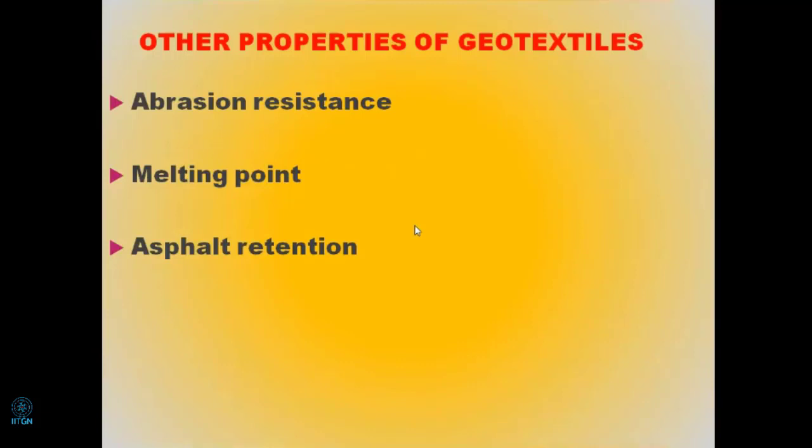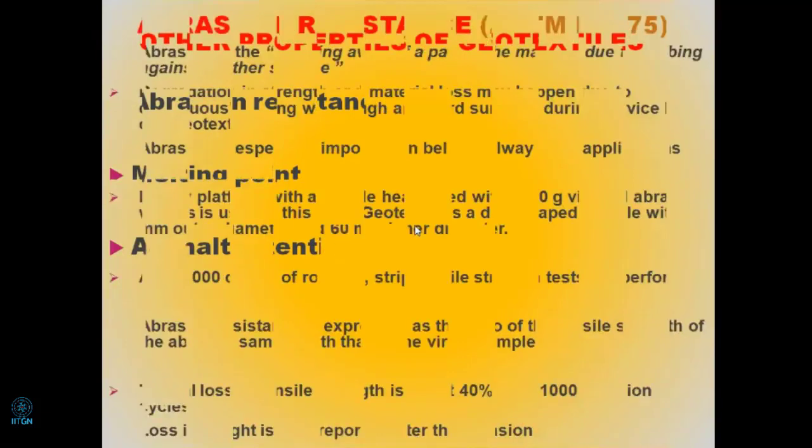And asphalt retention. Suppose we want to put a coating of asphalt, bituminous coating, on a non-woven kind of geotextile, and put it in the pavement as an impervious layer in the different layers of the pavement, at the bituminous interface of the BT as well as WMM. There, the asphalt retention test is important. So what are these tests? We'll discuss them in detail now.